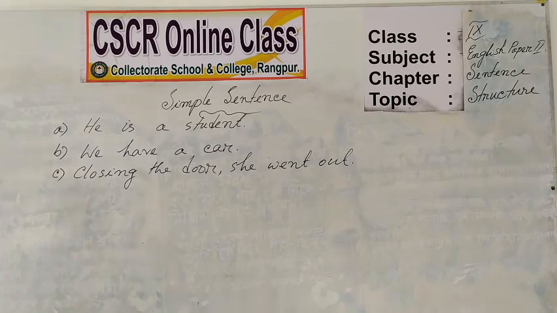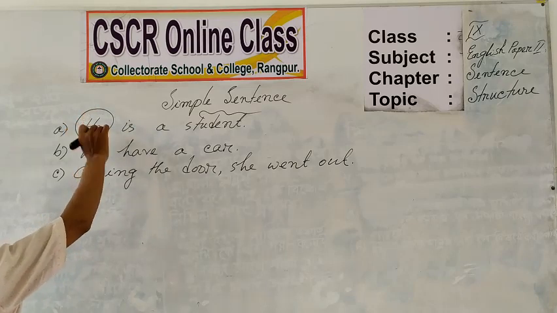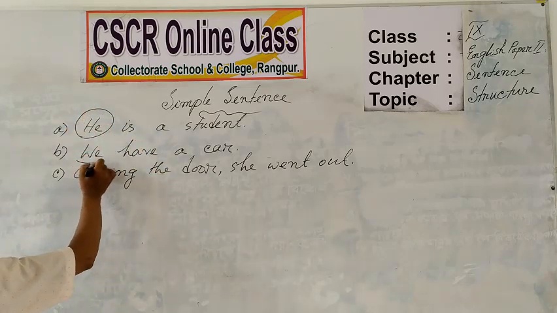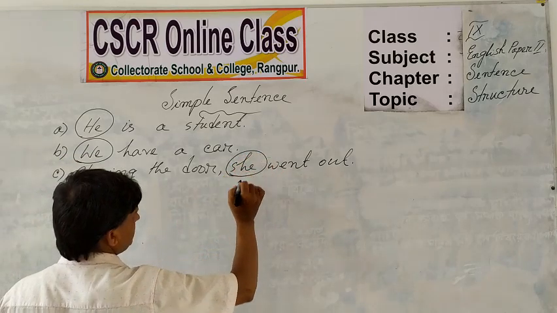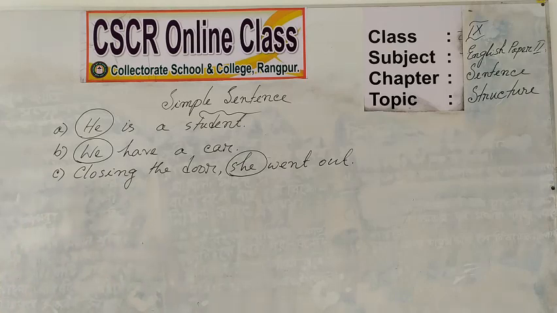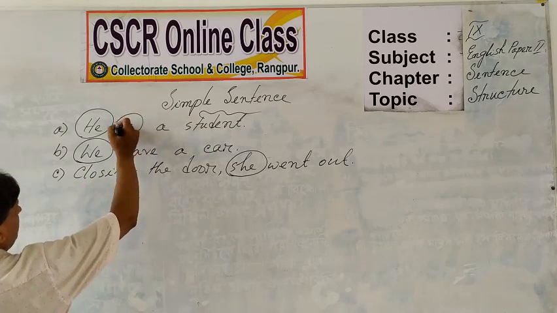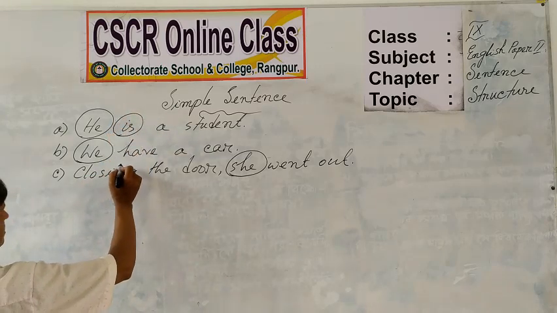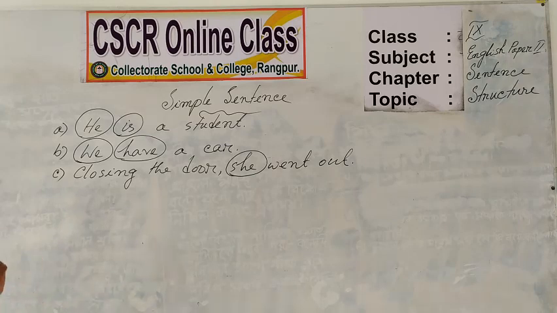Dear students, look at the sentences. In the first sentence the subject is he, in the second sentence the subject is we, and in the third sentence the subject is she. In the first sentence only one verb, is. In the second sentence only one verb, have. In the third sentence there are two verbs, closing and went.